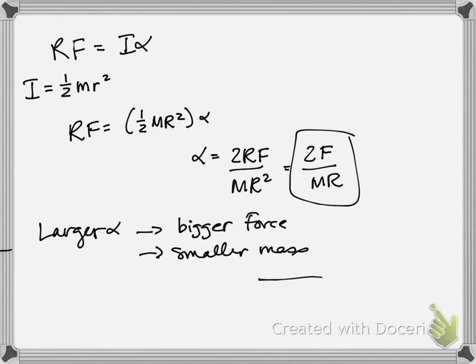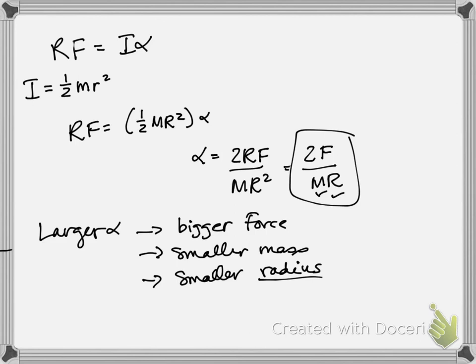Since the m is in the denominator there, what else is in the denominator? The radius. So to get a larger acceleration, I also need a smaller radius. We've definitely talked about how stuff that is tighter and compact is easier to rotate. So if I have a given force, a smaller radius is going to accelerate faster.